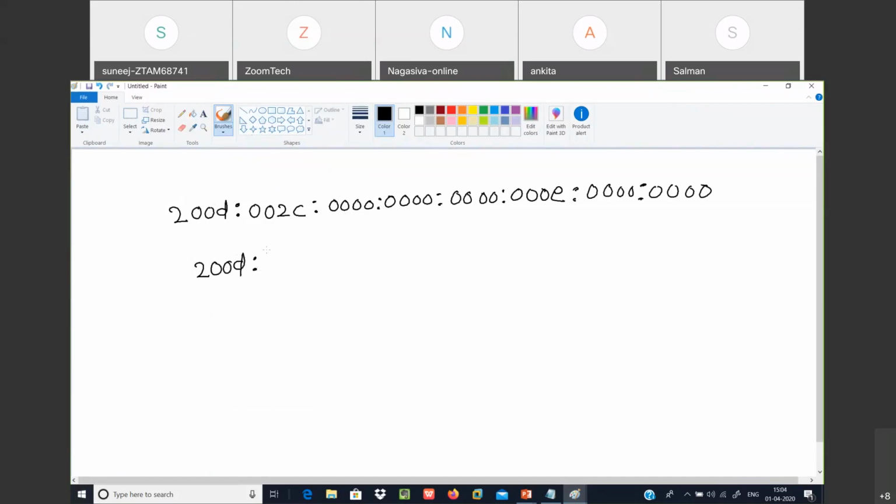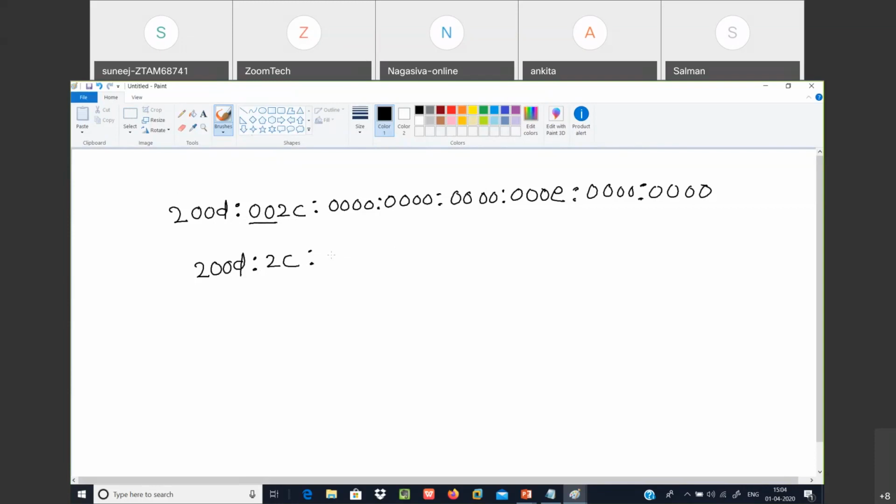Colon. For the second quartet, 002C, we have 2 leading zeros, right? We can omit that. Then directly we can write 2C. Only leading zeros have been omitted. Colon. This is rule number 1. Rule number 1 is what? Leading zeros can be omitted.